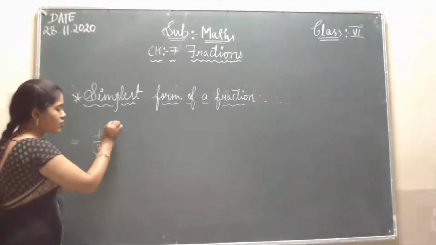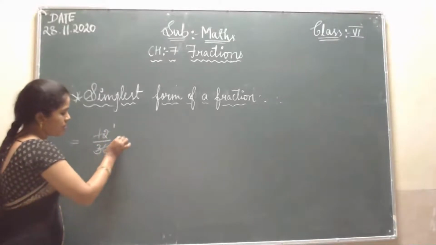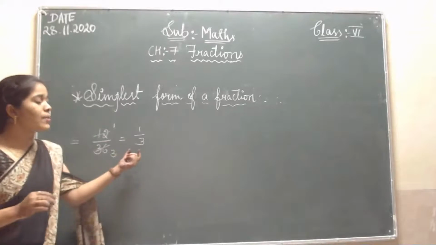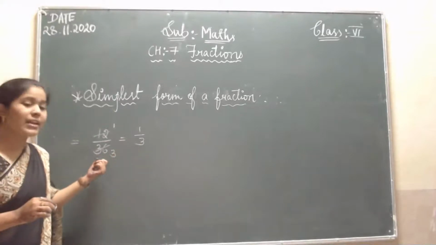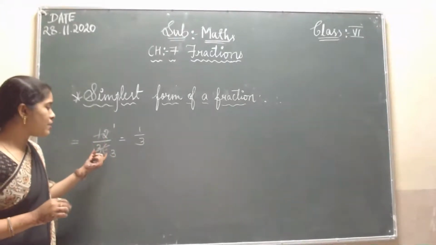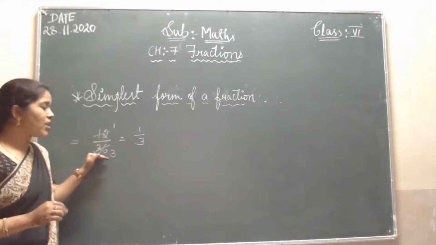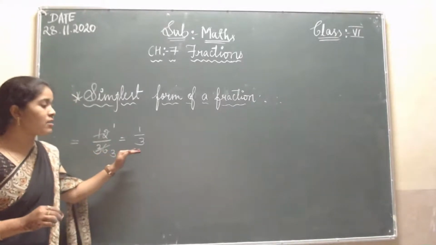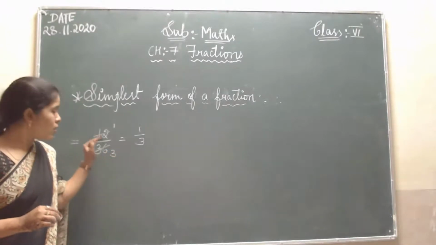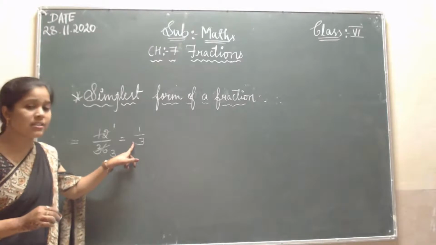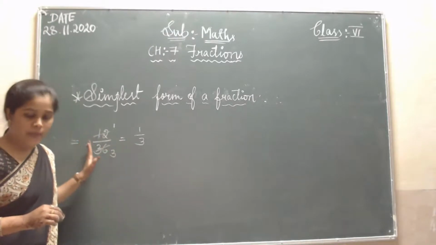So 12 ones are 12, 12 threes are 36. So 1 by 3. This is the simplest form of the fraction 12 by 36. We have to divide by one number and write the simplest form of this fraction. 12 ones are 12, 12 threes are 36. So 1 by 3 is the simplest form of 12 by 36.